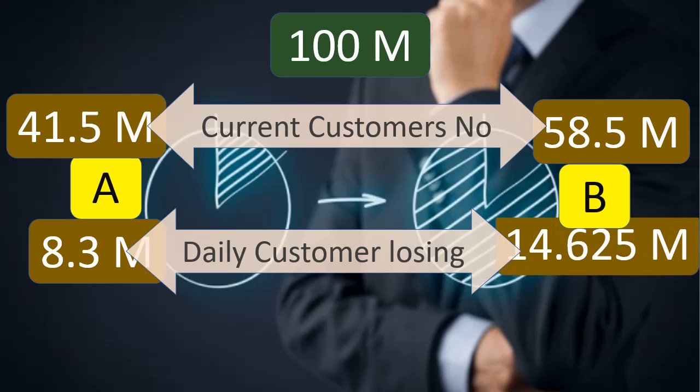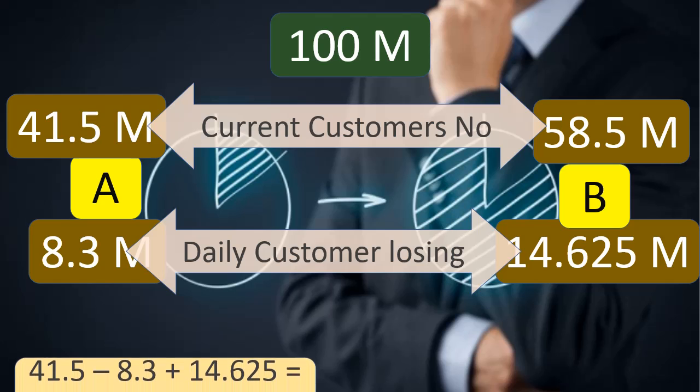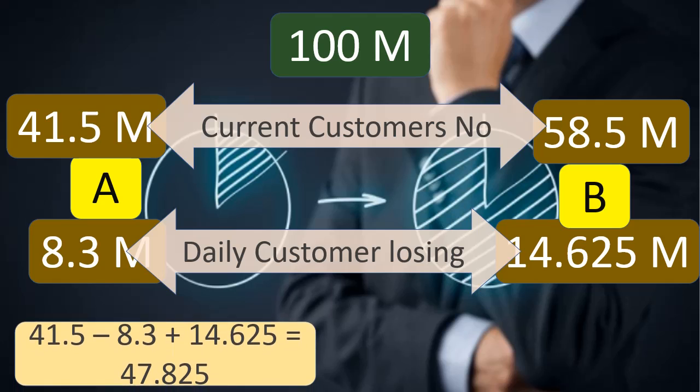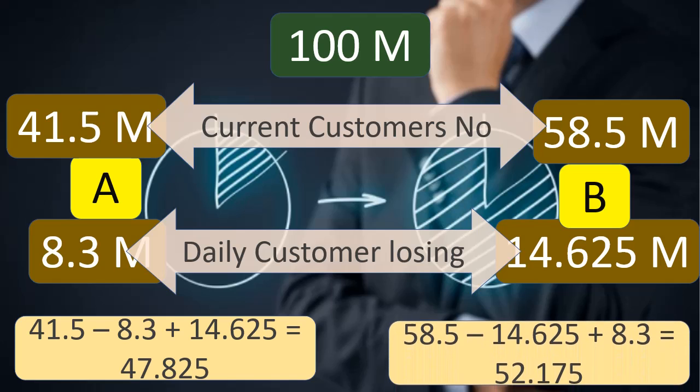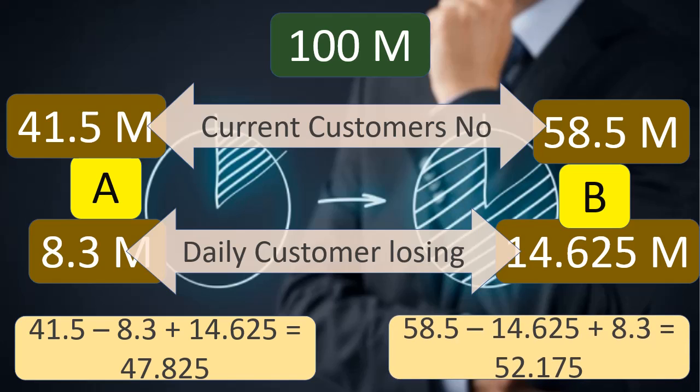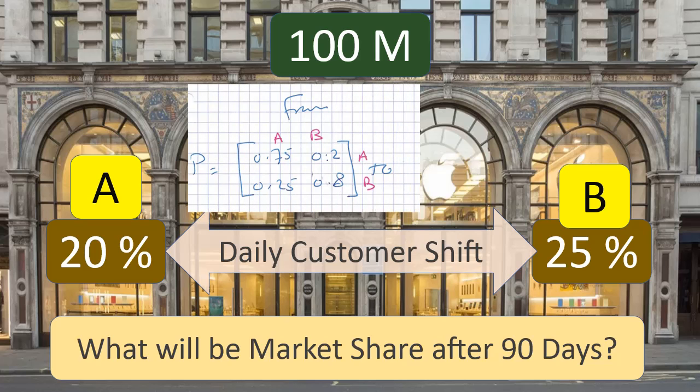So we do the math, and the net result at the end of the second day is, for company A, 47.825 millions, and for company B, 52.175 millions. This exercise needs to be done 90 times to reach the figure of 90 days, which is so tedious. The second method to solve this problem is by using matrices, using a specific technique called Markov chain.